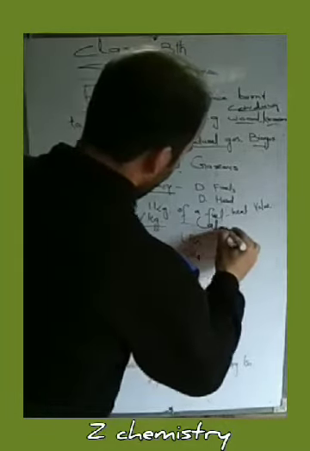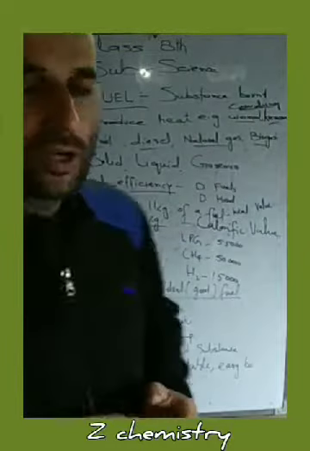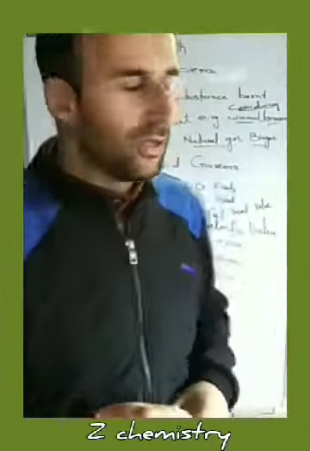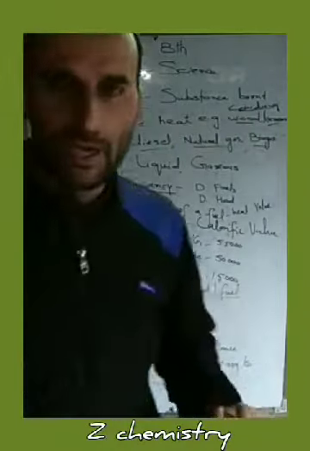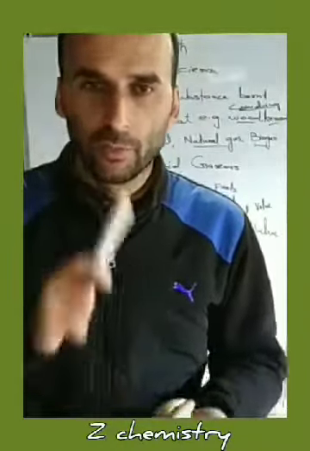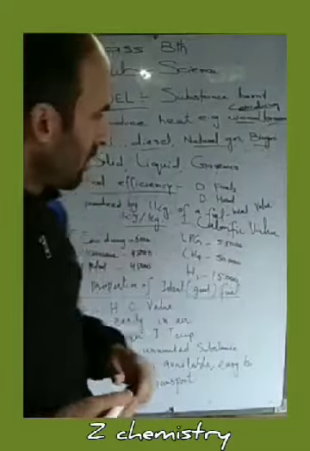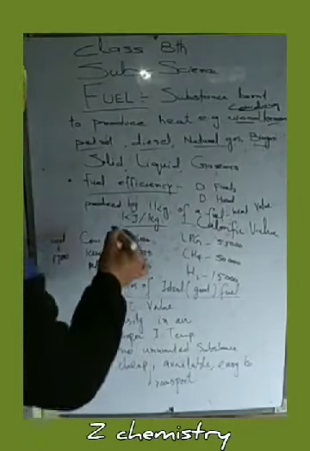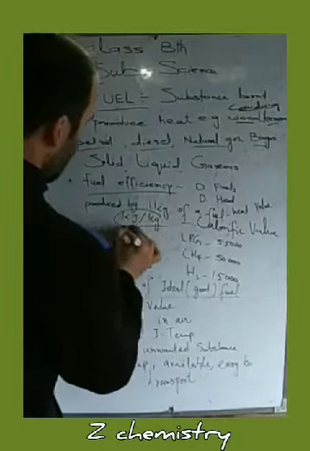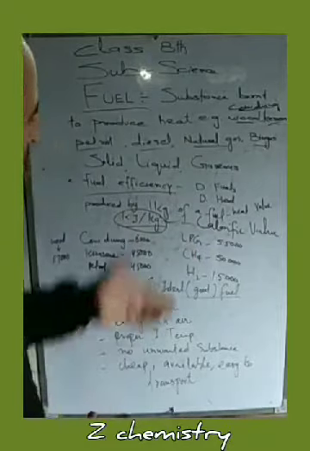This calorific value is a very important point for knowing the efficiency of any fuel. The amount of heat produced by the complete burning, or complete combustion, of 1 kilogram of any fuel is called the efficiency of the fuel. The unit of calorific value is kilojoule per kilogram.